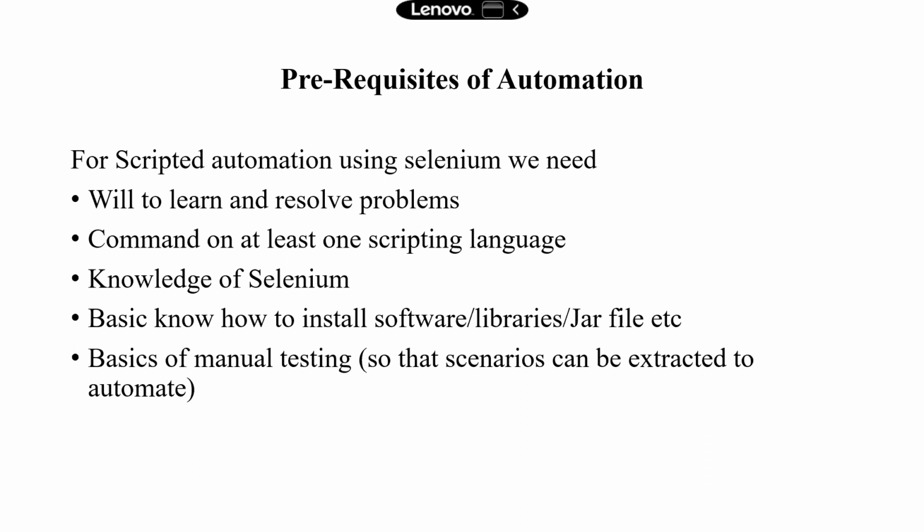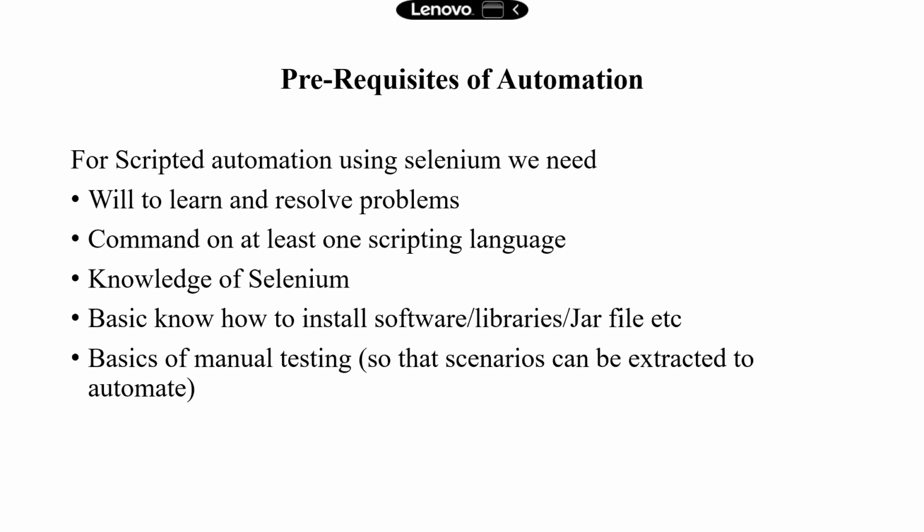If you don't have the will to learn and resolve problems, you would be lagging at some point, because during development and coding, problems would occur. There would be build issues and a lot more problems, but if you have the will to learn, you will be able to cope with this. So I would say that this is a prerequisite of learning automation.